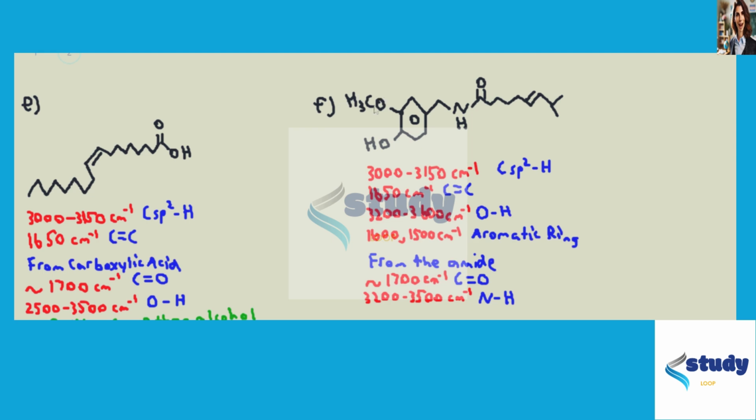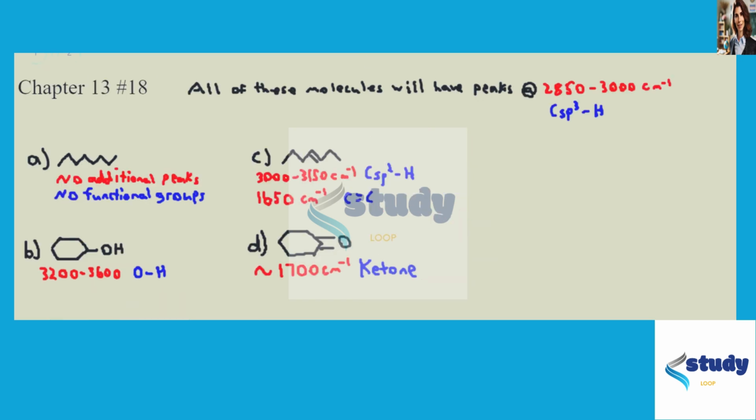And so there is an ether in this molecule as well. But remember, we are ignoring ethers for the purposes of IR. And so there will be no signal associated with that ether. And lastly, we have an amide here. The amide, similar to the carboxylic acid, is going to give us a carbon-oxygen double bond peak around 1700, probably not exactly 1700, though. And then the nitrogen-hydrogen bond from the amide is going to show around the same range as an alcohol, 3200 to 3500. And so that is the answer to Chapter 13, number 18.